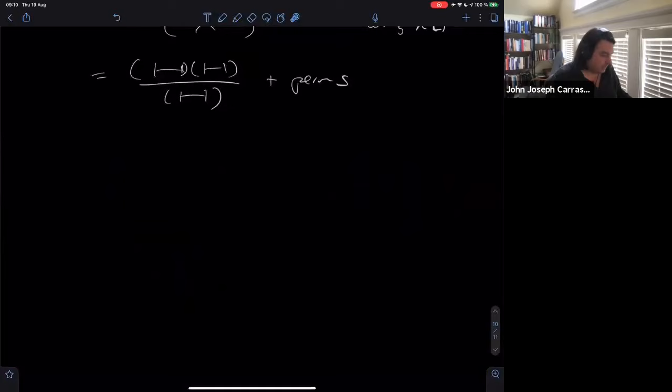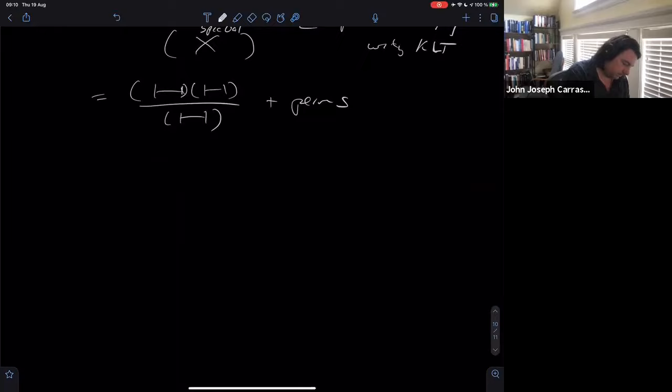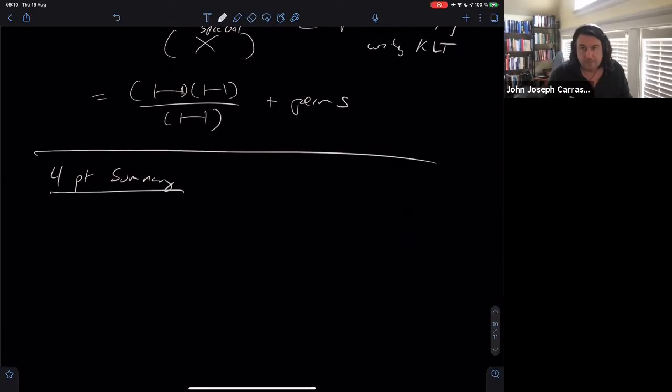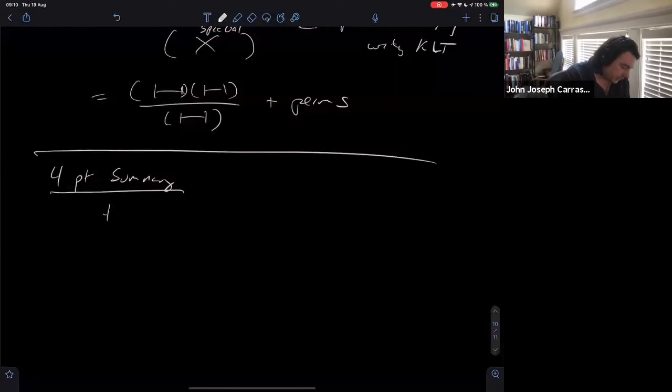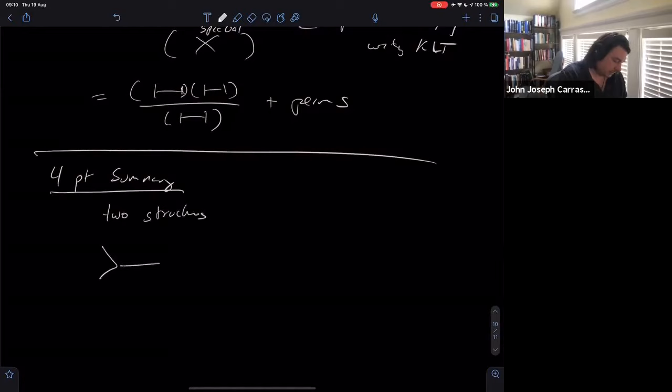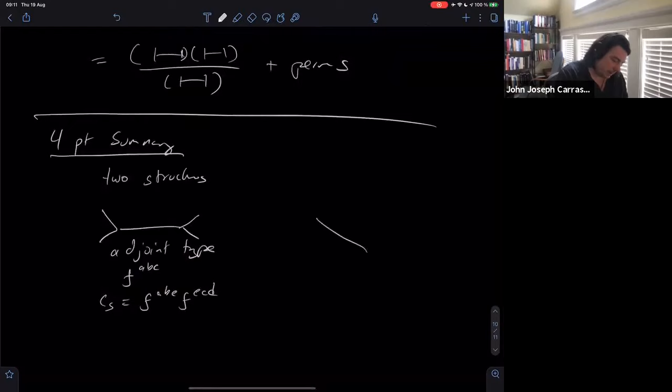So, to summarize, for things that are compatible with adjoint type double copy. If I want to start with something like Yang-Mills or some vector that satisfies this as adjoint type stuff, there are two structures I need to pay attention to at 4 points. Adjoint type, and you can think of dressing things with f^{abc} in every vertex. So c_s equals f^{abe} f^{ecd}, right? And permutation invariant.